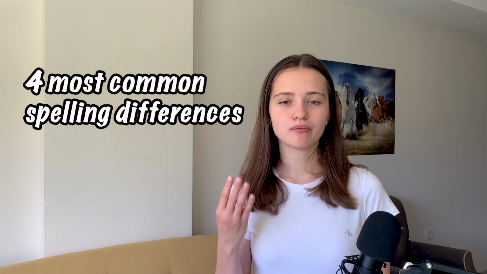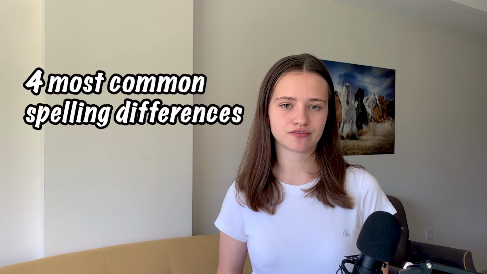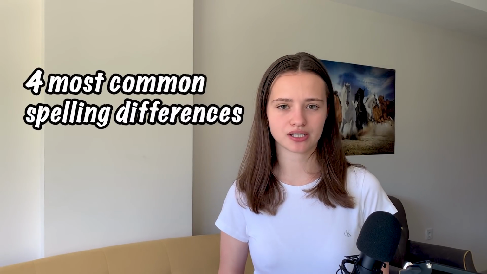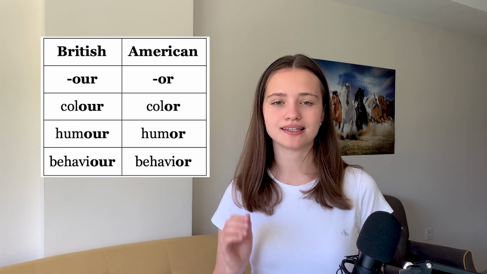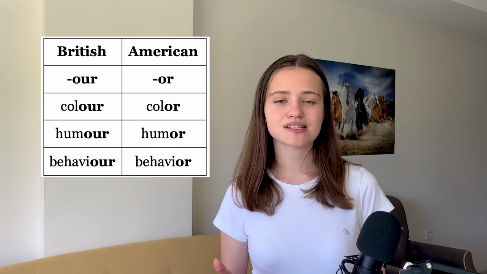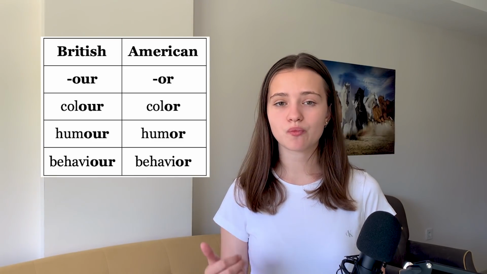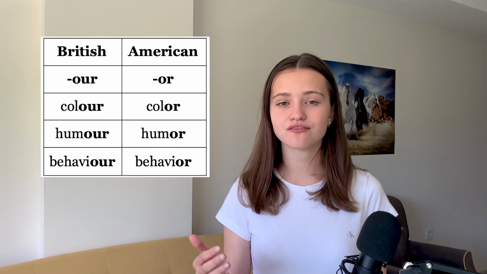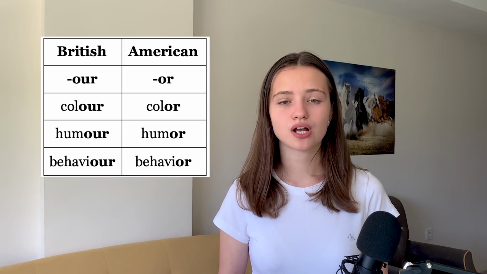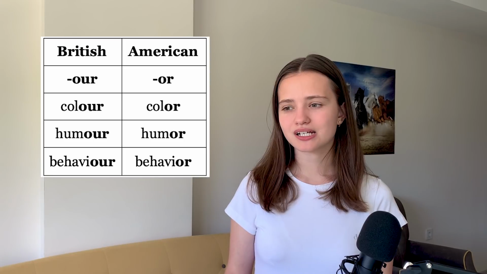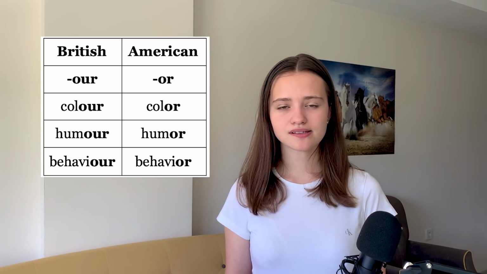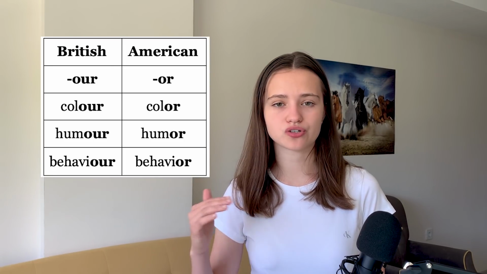So now let's take a quick look at the 4 most common spelling differences in American and British English. So the first one is OUR endings. These are British. So this is how we spell the words humor, color, behavior in British English with OUR. But in American English, it's a little bit easier, I guess. It's just OR, so we drop the U.